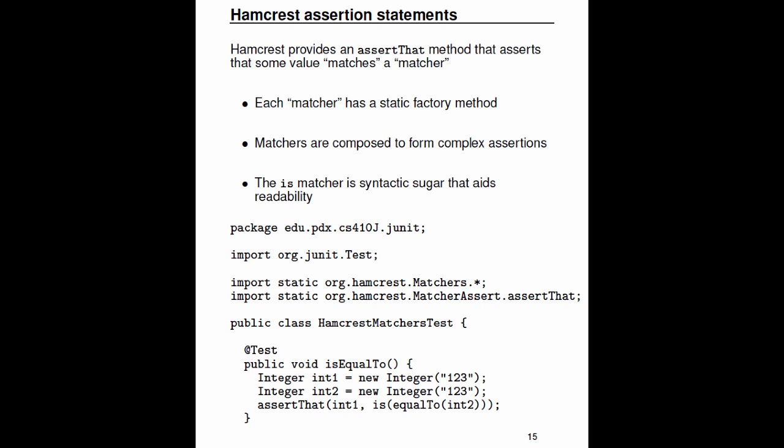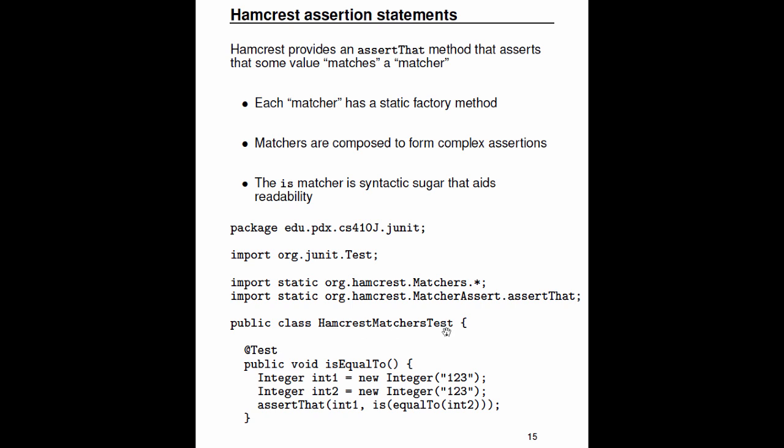So here I have some code from an example. Notice that once again we're leveraging static imports heavily so that we can have more readable code. There is a class in Hamcrest called org.hamcrest.Matchers, which lets you import a whole bunch of the matcher factory methods, things like equalTo and containsString, stuff like that. And we'll see lots of examples of that shortly. And then also you want to do a static import of the assertThat method from MatcherAssert.